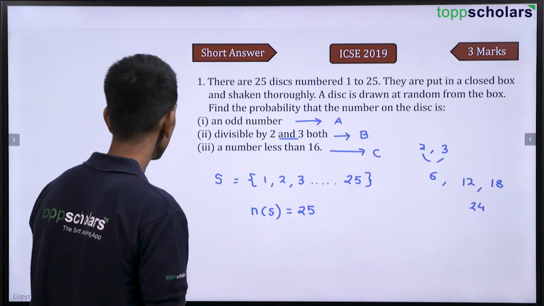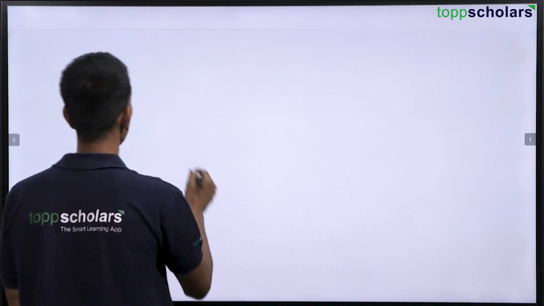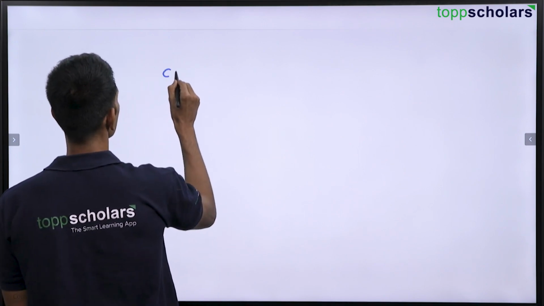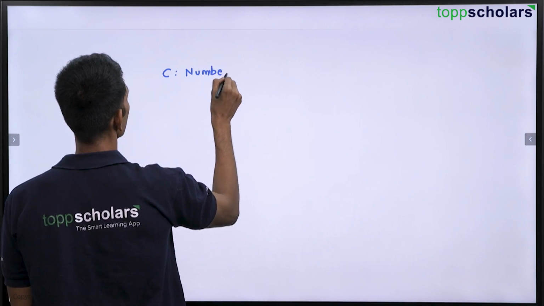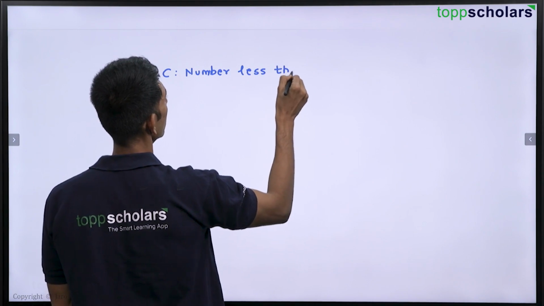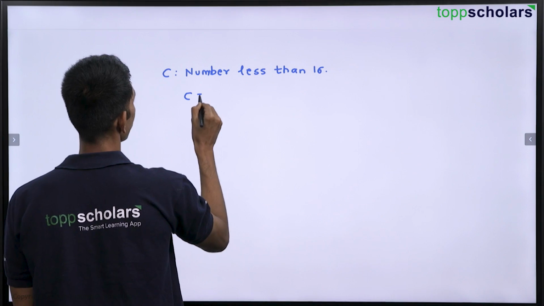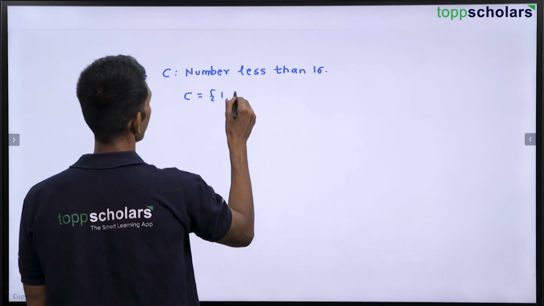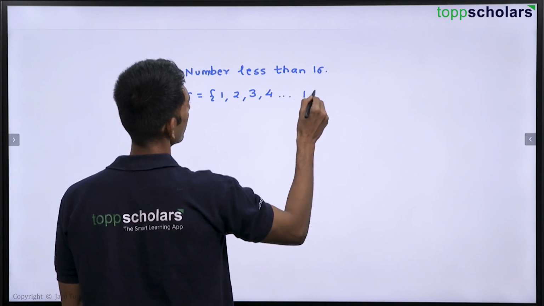And if I talk about event C, it is a number less than 16. So in event C, I'll have 1, 2, 3, 4, up to 15, right?